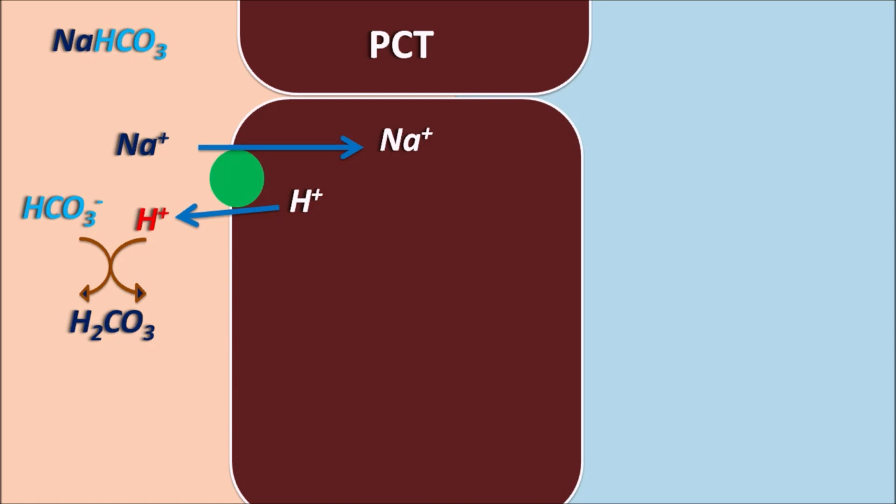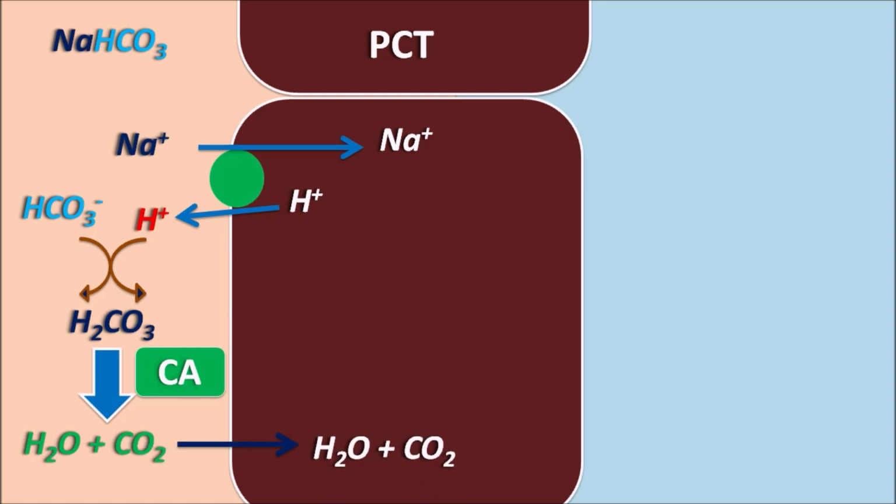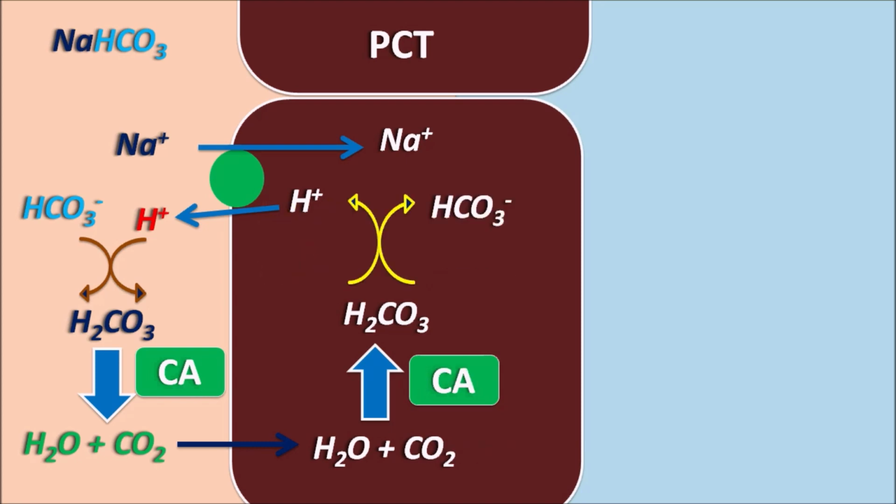This carbonic acid is not transported as it is, but it can be split into two components, water and carbon dioxide, and this reaction requires enzymatic activity. Here carbonic anhydrase can split this carbonic acid into water and carbon dioxide. Now this water and carbon dioxide can easily pass through the membrane and enter the tubular cell, where they are reconverted into carbonic acid by the same enzyme, carbonic anhydrase. In this way, carbonic acid is now present in the tubular cell in an indirect way. Now it can be split again into proton and bicarbonate.